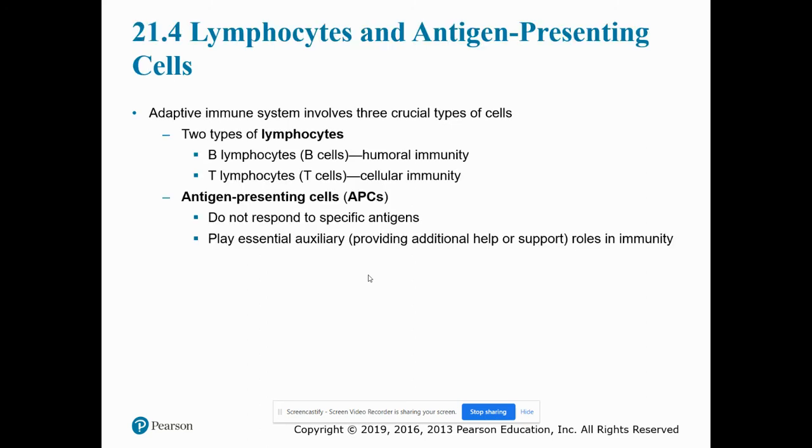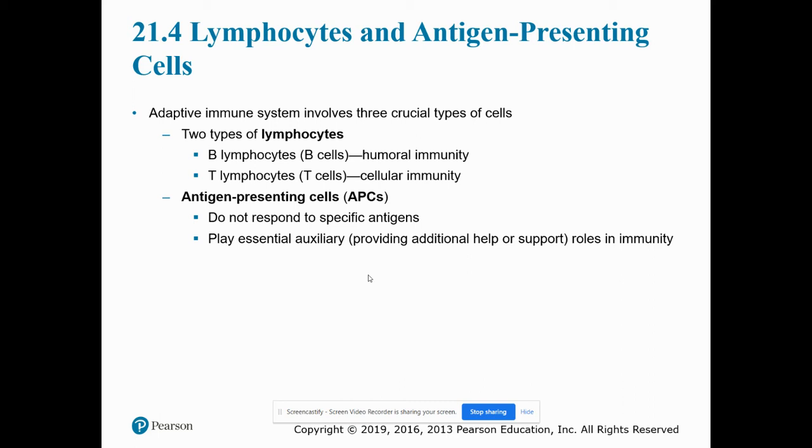All right. And now we move to lymphocytes and antigen presenting cells. So the adaptive immune system is going to involve three really important cell types. Two of them are lymphocytes. So we have B lymphocytes, which are also known as B cells, playing a role in humoral immunity. And then we have T lymphocytes, also known as T cells, which are going to play a role in cellular immunity. In addition to the two types of lymphocytes, we have antigen presenting cells.